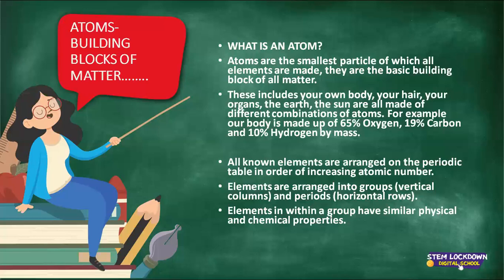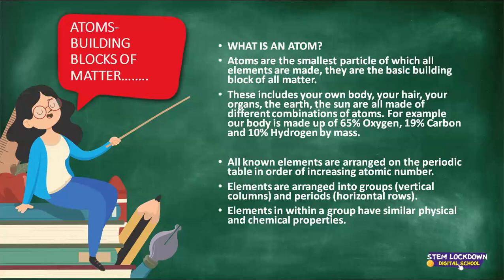Elements are arranged into groups. That is the vertical column. So remember, we had group one, group two, up until group eight. So they are the what? The vertical columns, and they are known as the groups. And we have what? The periods. The periods are the horizontal rows. And we said there were seven, and they are known as the periods.